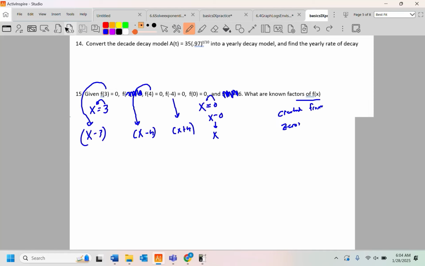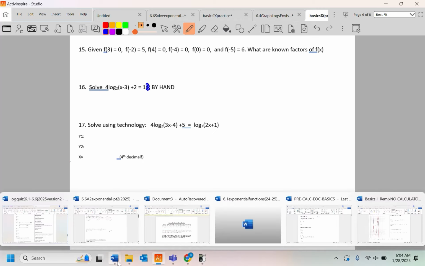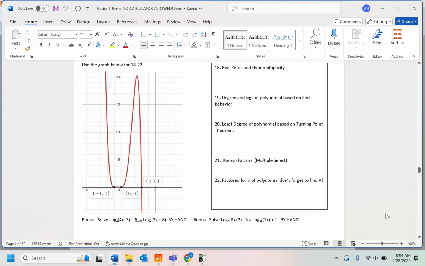Of course it will. All right, 16 is: solve 4 log base 2 of x minus 3 plus 2 equals 16 by hand. And I think I want this to be an 18. I do. It was a basics quiz. It wasn't intended to be too bad. So let me modify that real quick.